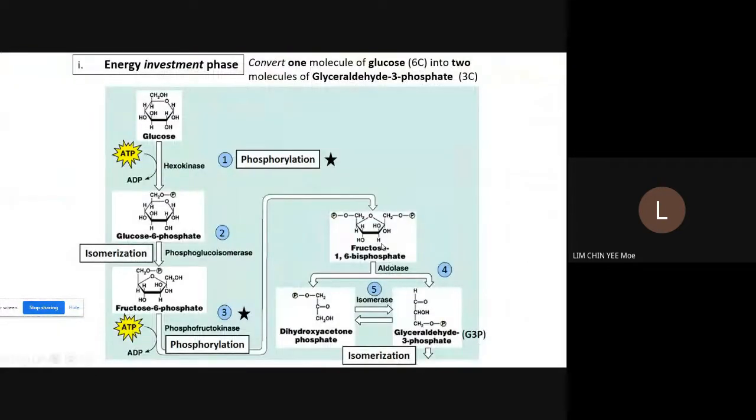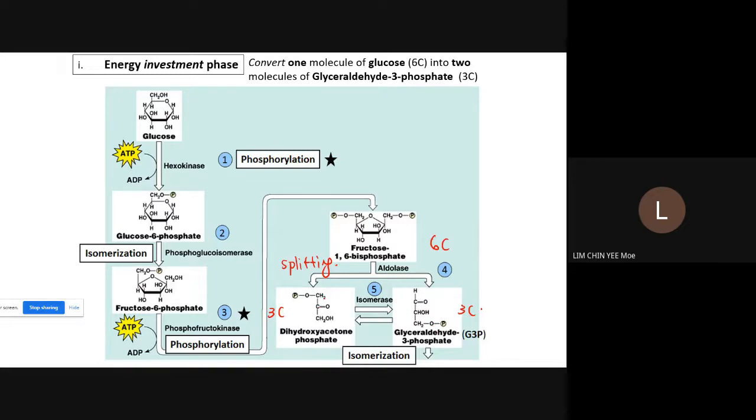So if you see here, from fructose 1,6-bisphosphate, dia akan pecah jadi dua. That's where the splitting occurs. When one glucose yang 6 carbon sampai sini, dia pun masih 6 carbon. But then, this is where the splitting occurs, and this is the start of becoming a 3 carbon molecule. Dari yang 6 carbon, now dia split jadi 2 molecules yang 3 carbon. Satu ialah dihydroxyacetone phosphate, satu ialah glyceraldehyde 3-phosphate.